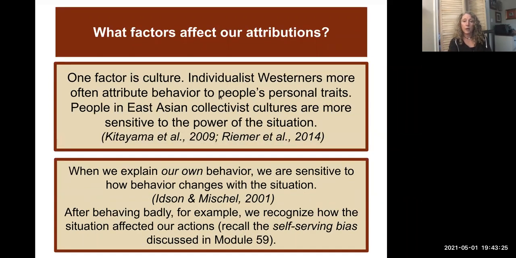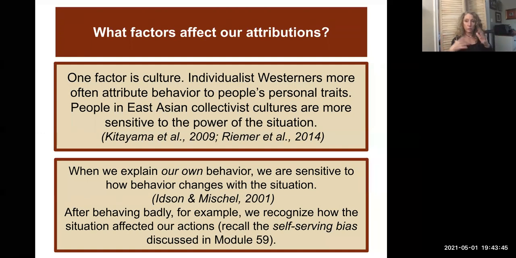All right, so what factors affect our attributions? One factor is culture. Individualist Westerners more often attribute behavior to people's personal traits. People in East Asian collectivist cultures are more sensitive to the power of the situation. So in individualist cultures here in the United States, we tend to attribute more to people's personality traits, but in more collectivist cultures, like South America and Asian collectivist cultures, you're going to be more sensitive to the power of the situation.